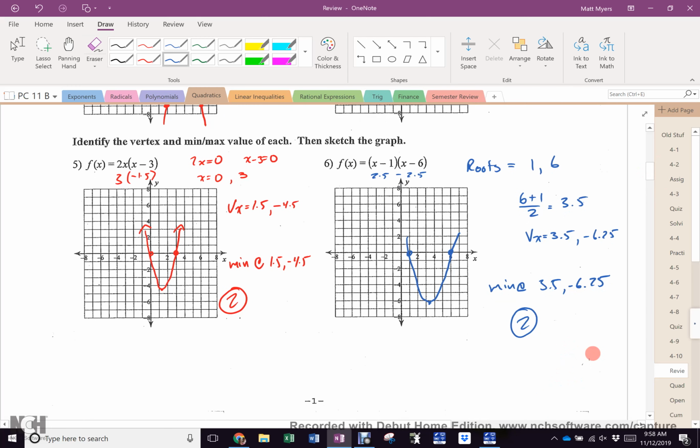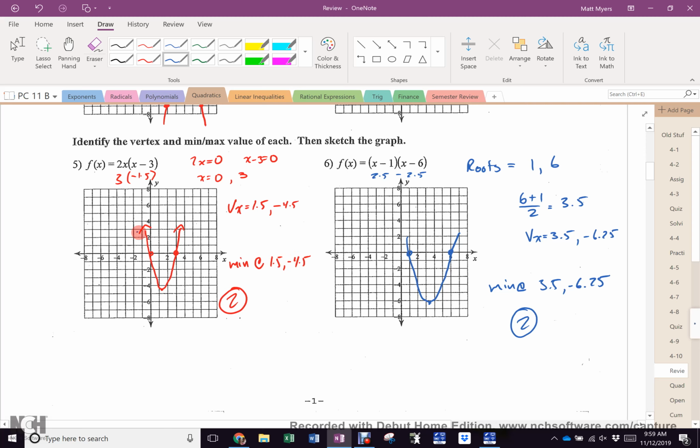Identify the max and the min of each and then sketch the graph. Well, this is in vertex form. Or not vertex form, sorry. Factored form, isn't it? So my roots are positive 3 and 0. Got them. Halfway between positive 3 and 0 is 1.5. That's my vertex x. Once I put 1.5 in for x, I get my y value, which is negative 4.5. So my minimum is at 1.5, and its value is negative 4.5.